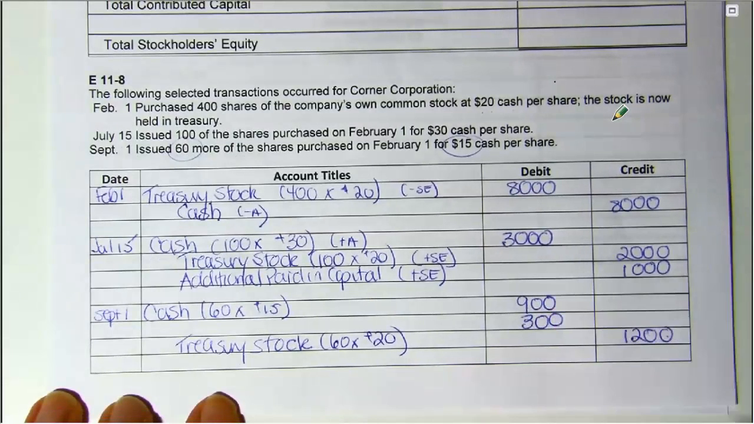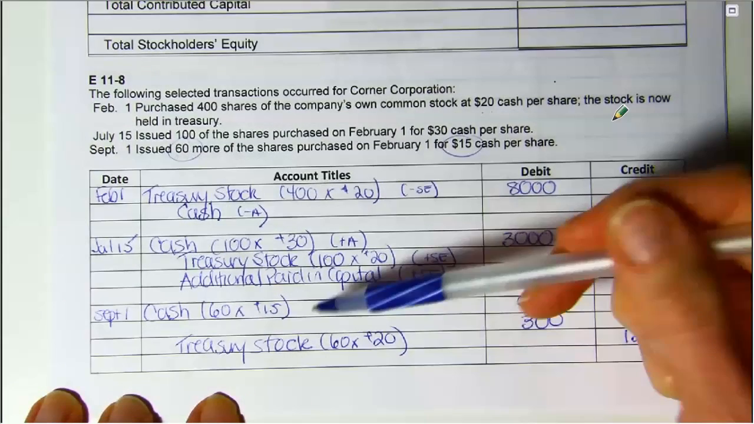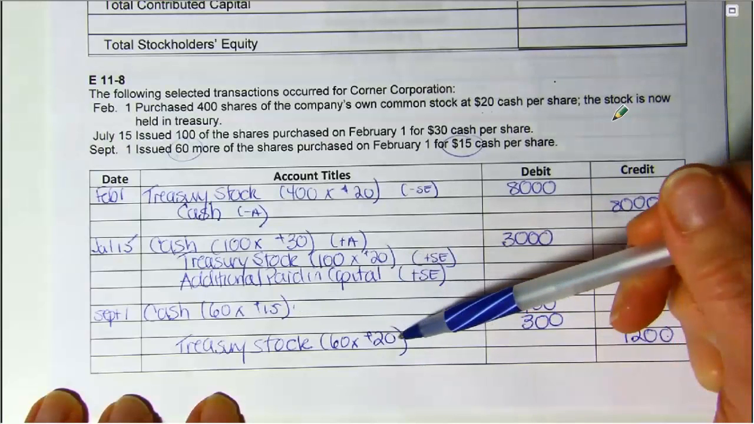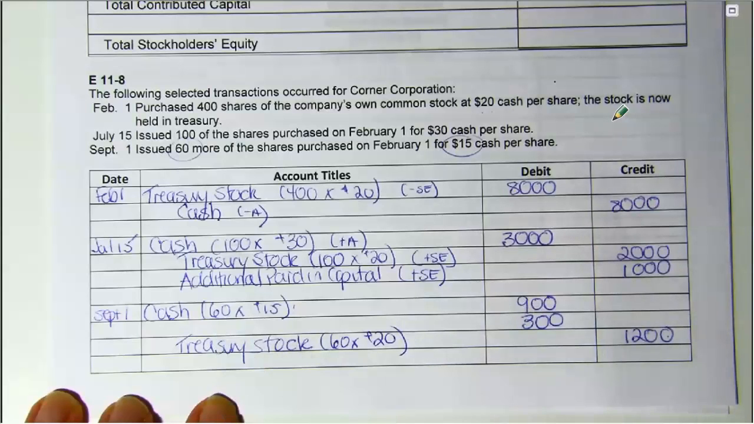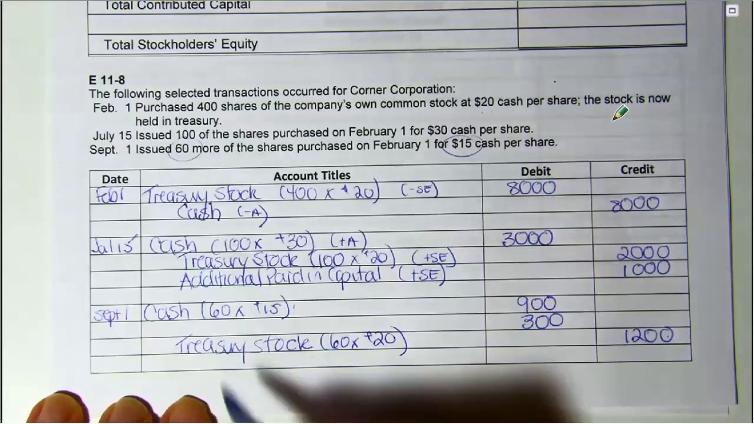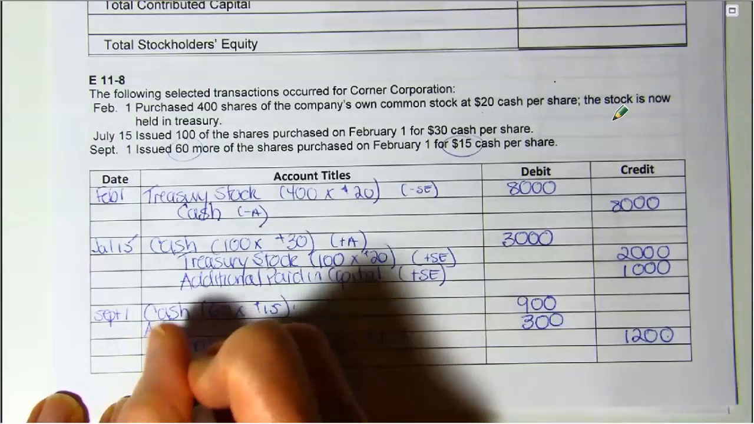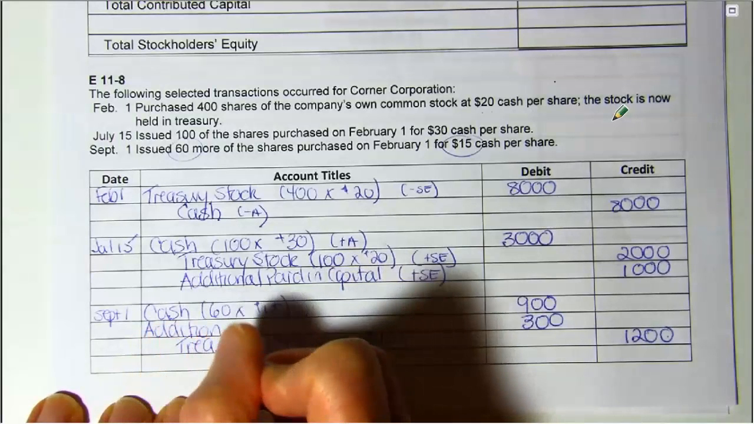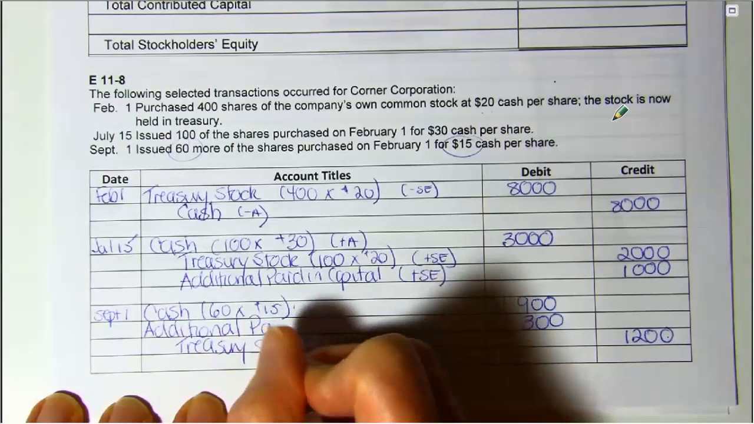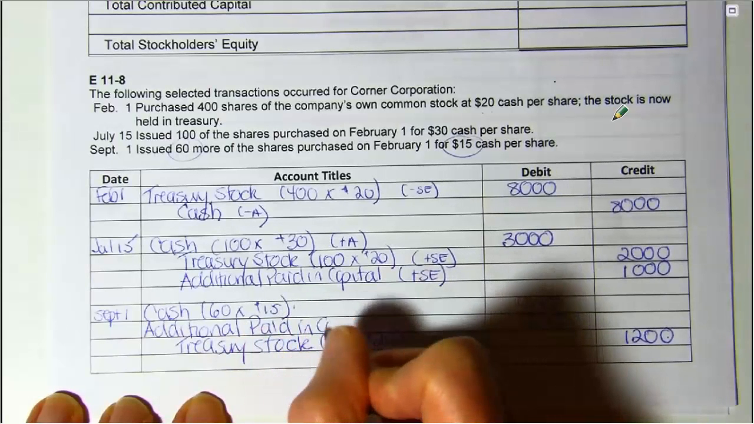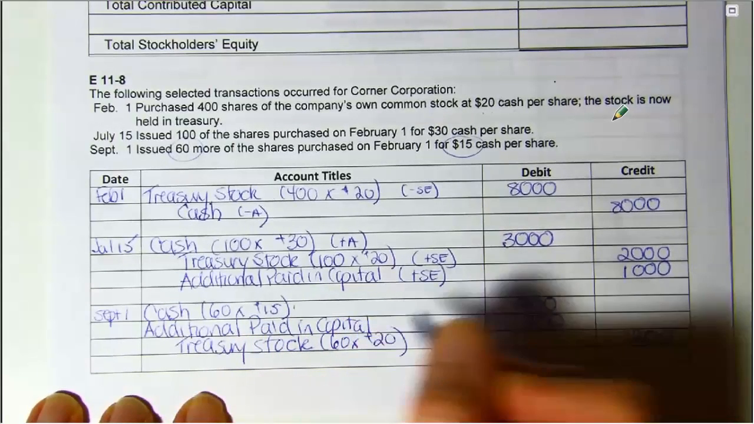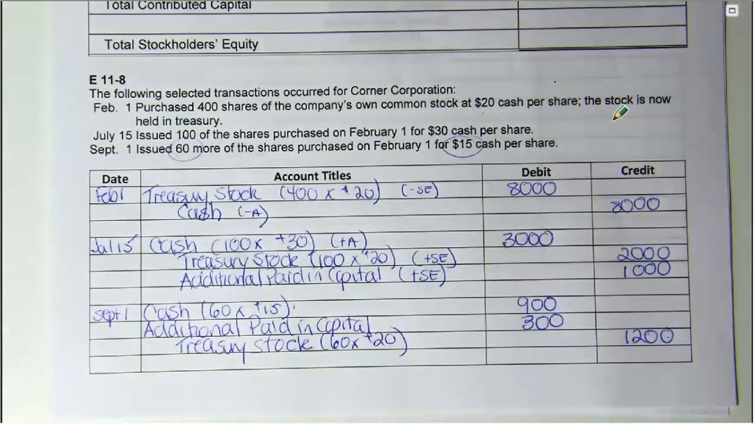Now debits equal credits. The other way you could do it is find the difference between what you're selling it for and what you bought it for. That's $5 times 60 shares. It's also $300. We're going to debit additional paid-in capital. So you can use that account in either direction. But the only time you can debit it is if you have money already in that account. You can use it up until it goes to zero. But then if you need to debit more, you need to debit retained earnings.